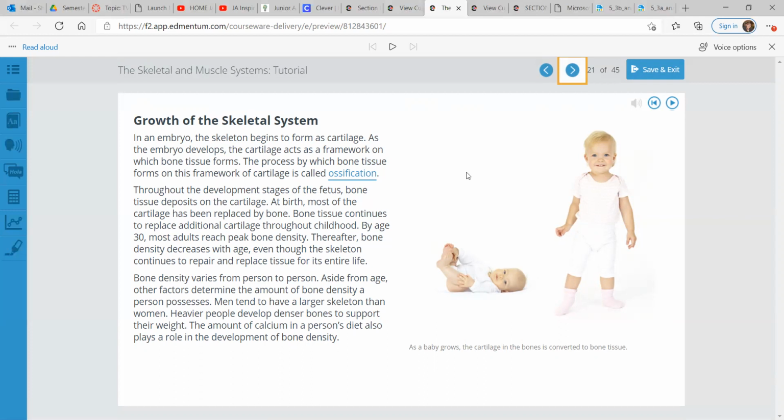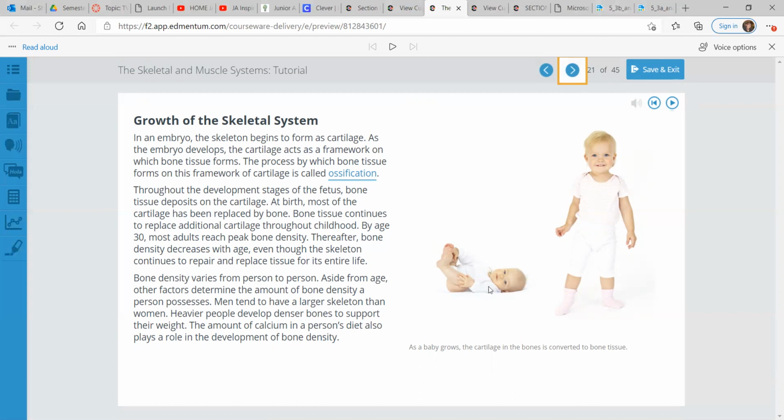Bone density varies from person to person. Aside from age, other factors determine the amount of bone density a person possesses. Men tend to have a larger skeleton than women. Heavier people develop denser bones to support their weight. The amount of calcium in a person's diet also plays a role in the development of bone density.